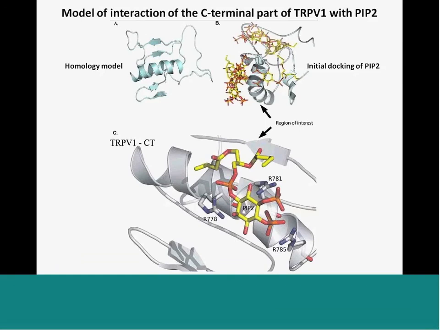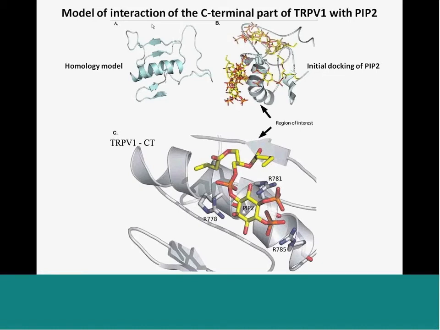So from this, we were able to make some model of the interaction of the C-terminal part of TRP1 with PIP2. So we produced the homology model, and we did the initial docking of PIP2 to this model.